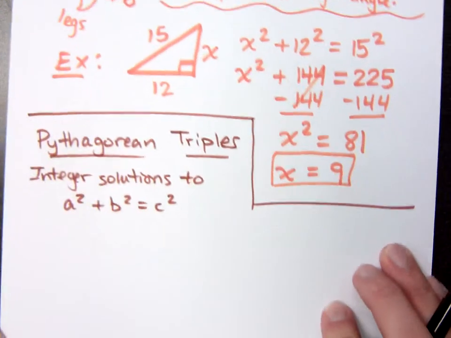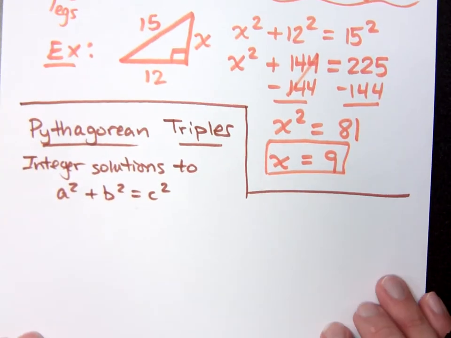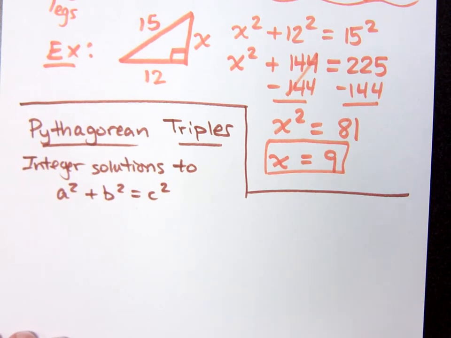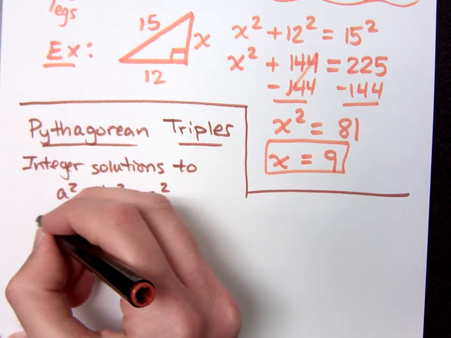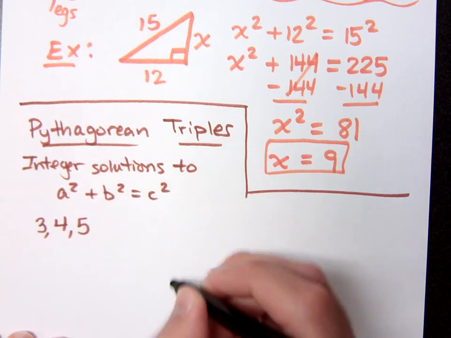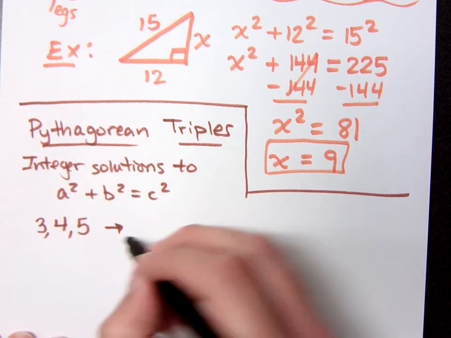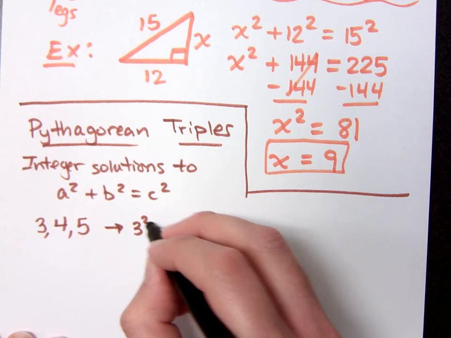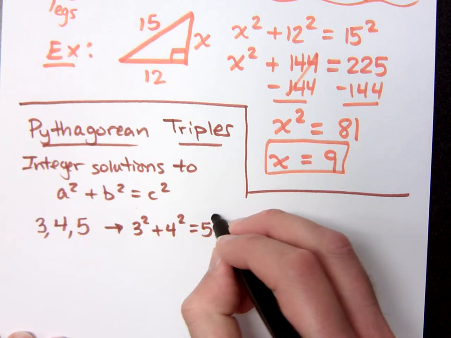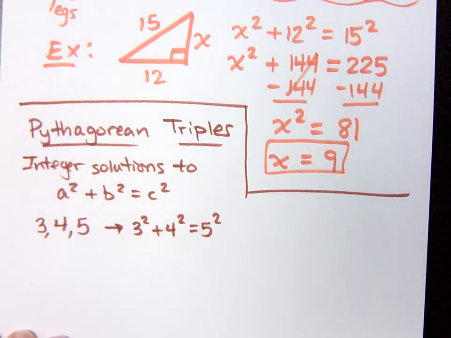Now there are an infinite number of Pythagorean triples, but there are some that we see so often that we have them kind of memorized. The most common one is 3, 4, 5. Okay? Because if you do 3 squared plus 4 squared, what do you get? You get 5 squared.